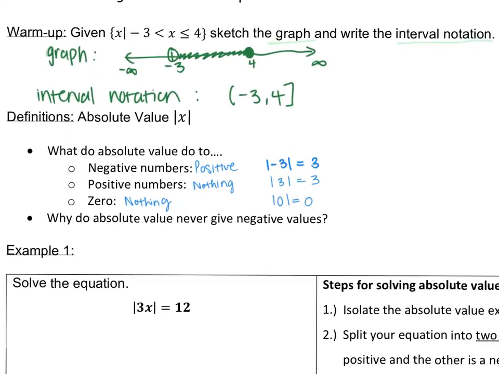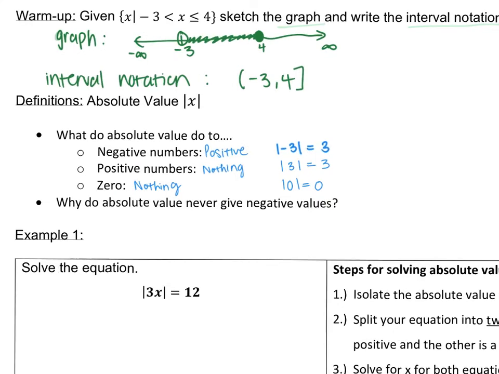Same thing with positives. So the reason why this is the case is that absolute values help us measure the distance from 0. So when it says here, why do absolute values never give negative values? It's because absolute values measure the distance from 0. And because it's measuring distance, distance is never a negative value.